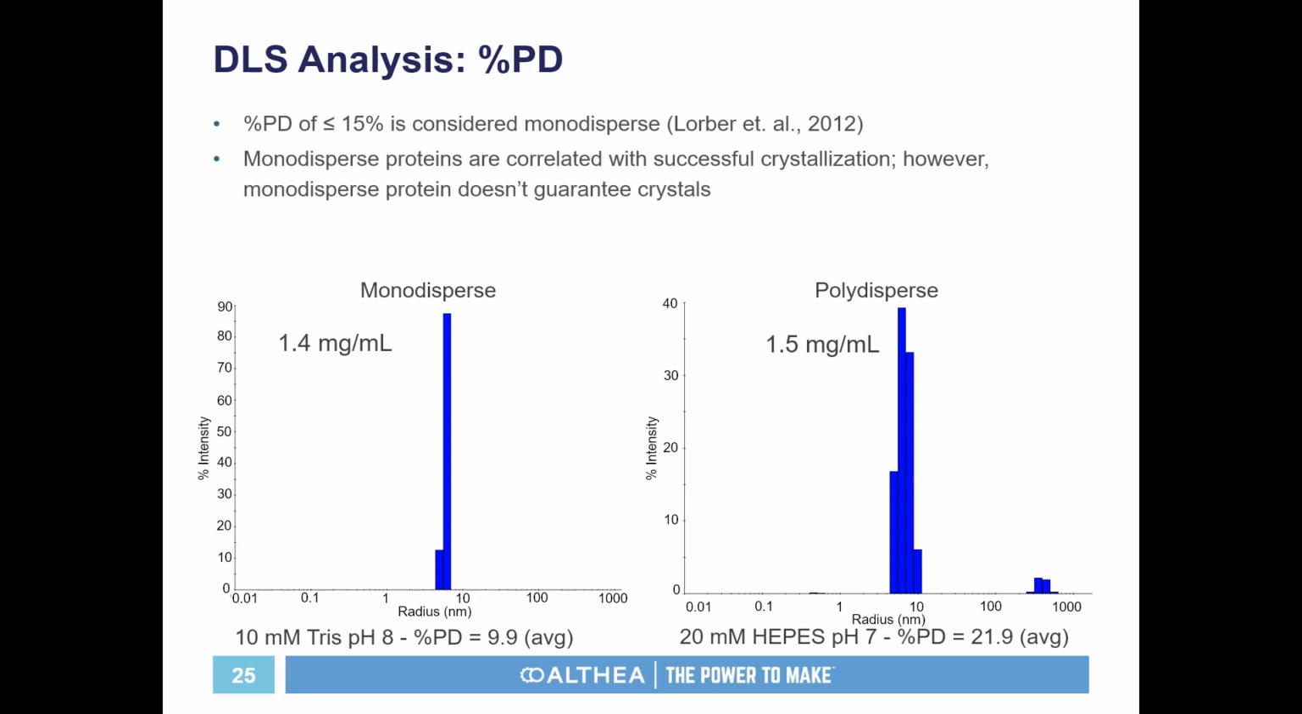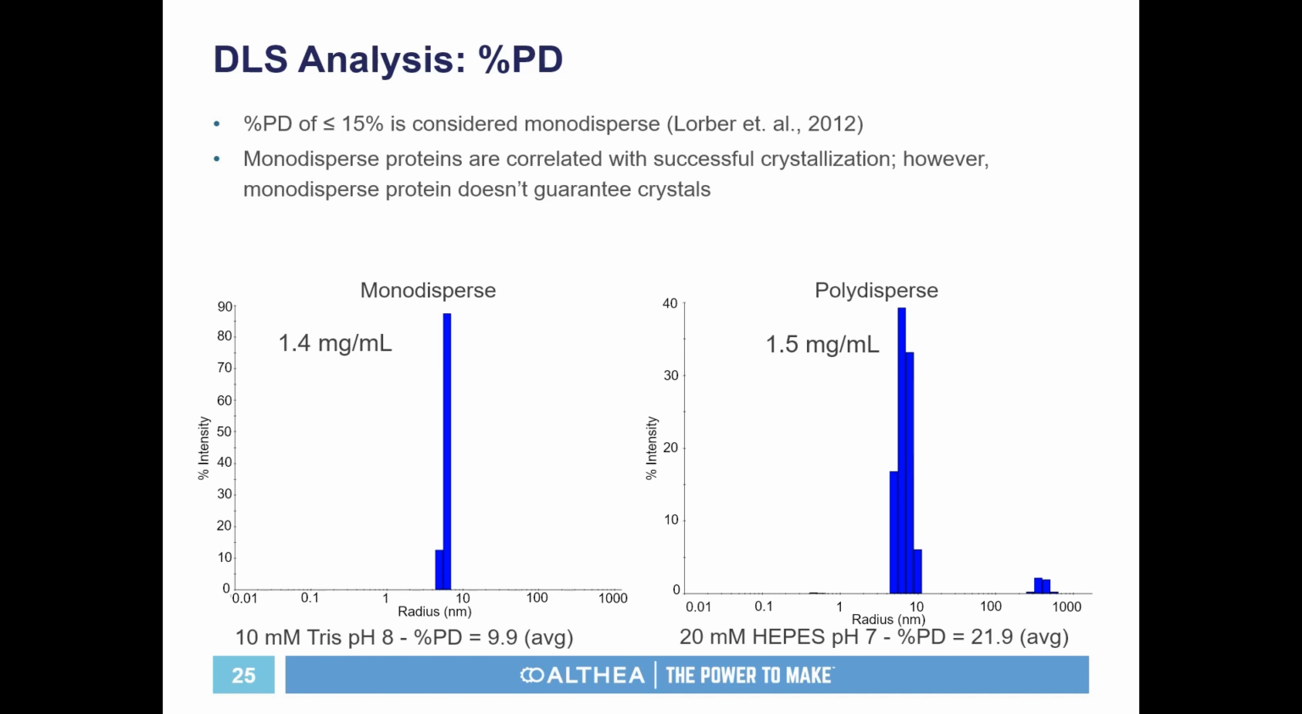Back to percent polydispersity. A polydispersity of less than 15 or 20%, depending upon which source you want to quote, is correlated with a monodispersed sample. A polydispersed sample would be anything definitely over 20%. We usually try to target less than 15% for our conditions, though. And unfortunately, a monodispersed protein is not a guarantee of successful crystallization. However, a polydispersed sample is a fairly good indication that you won't get crystallization in those conditions.